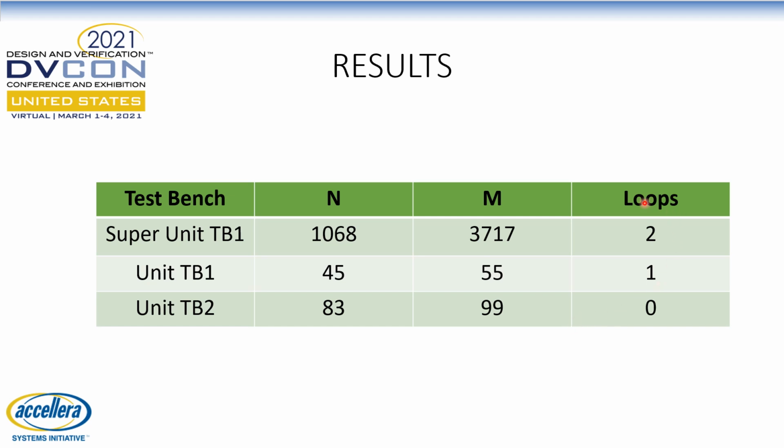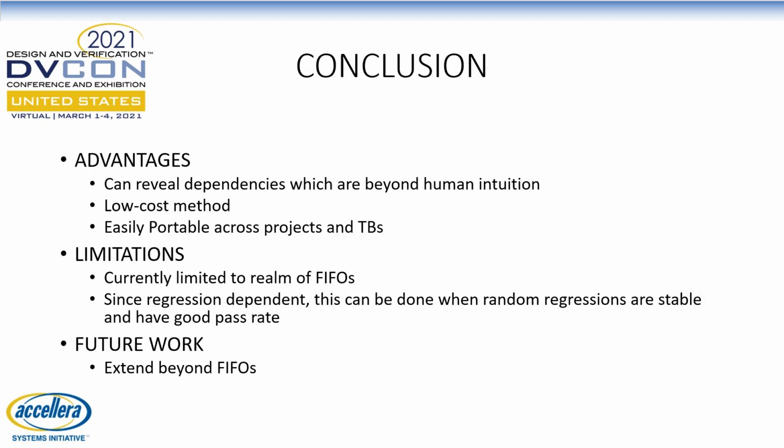We carried out this process towards the end of a project, and in the coming years, we're planning to extend this to a lot of other integration test benches and do this a little bit earlier. In conclusion, the tool shows great promise in revealing dependencies across units, which are beyond human intuition, and it's a really low-cost method. It took us 30 days of engineering effort to develop this tool, and porting it across projects or test benches takes less than a day.